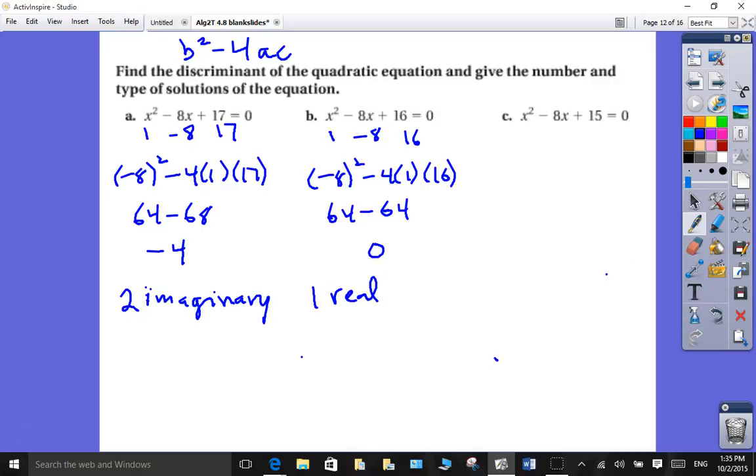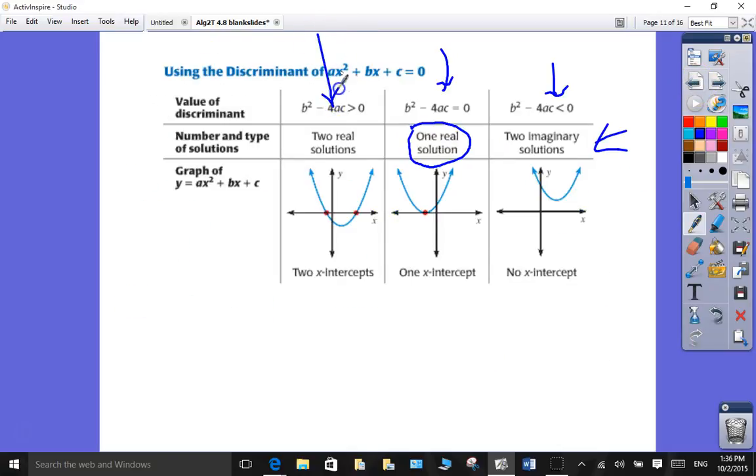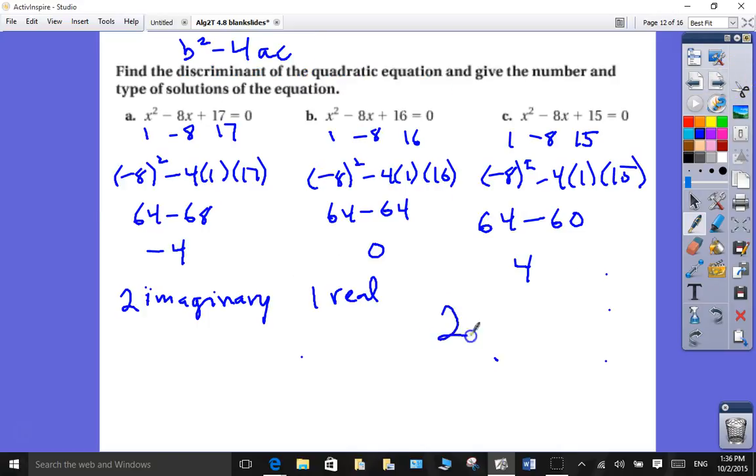And then the last one, it's 1, negative 8, and 15. So this time it'll be negative 8 squared minus 4 times 1 times 15. So this is 64 minus 60, which is 4. So if the discriminant is positive, what do we expect? 2 real. That's it. 2 real.